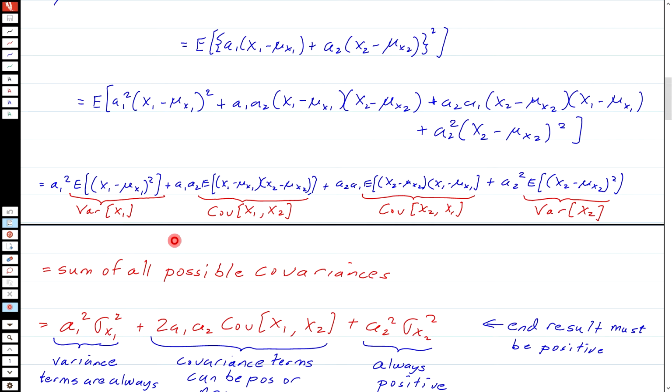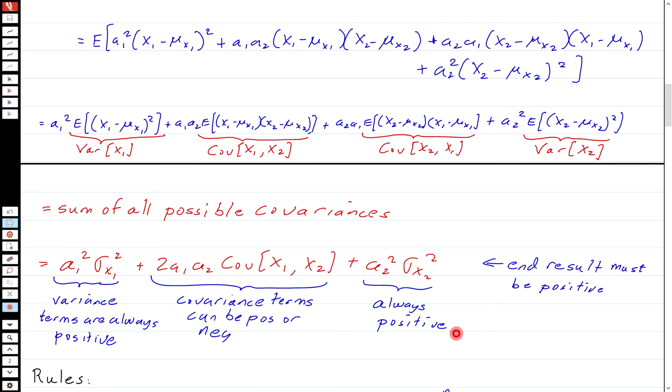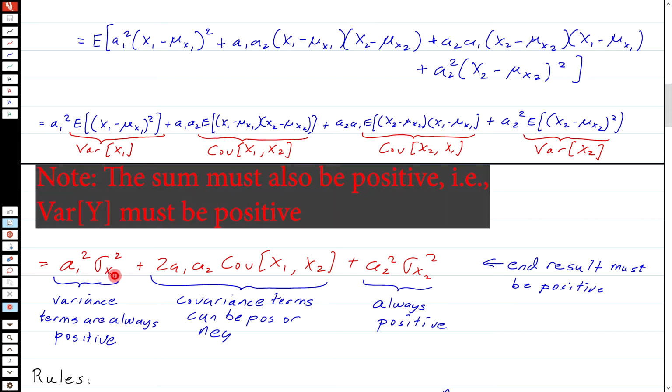If I collect or simplify all these terms, I get a1 squared times the variance of x1, and I put these two together, 2a1a2 times the covariance between x1 and x2, and a2 squared times the variance of x2. Another thing to note here is that all of the variance terms must be positive. This thing here is a quantity squared, and this thing here is a quantity squared, so it has to be positive. But the covariance term can be positive or negative.